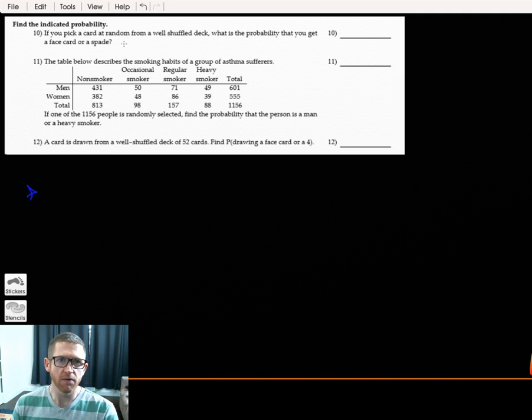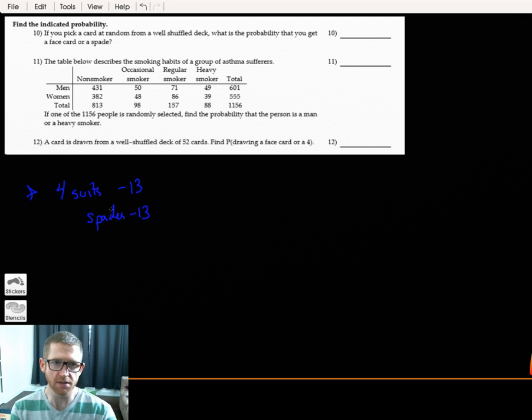If you pick a card at random from a well-shuffled deck, what is the probability that you get a face card or a spade? For a standard deck of playing cards, you need to know that the deck consists of 4 suits, 13 cards of each suit. One of those suits is spades, so there are 13 spades out of a total of 52 cards.